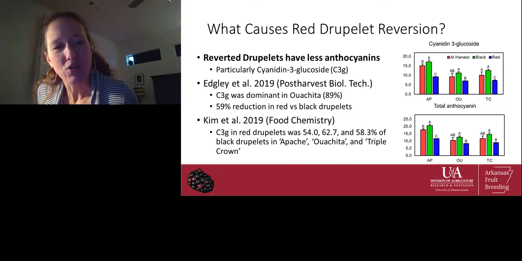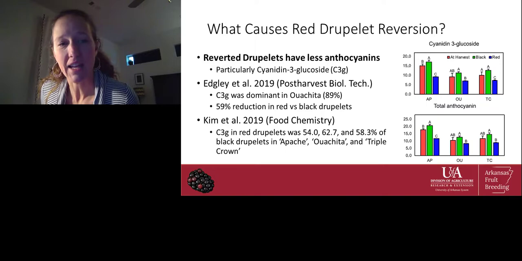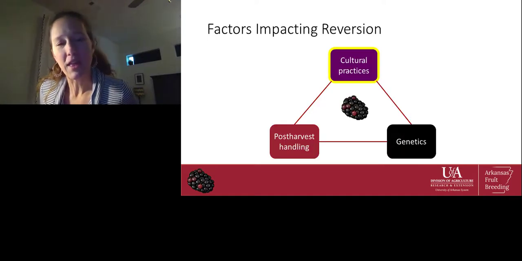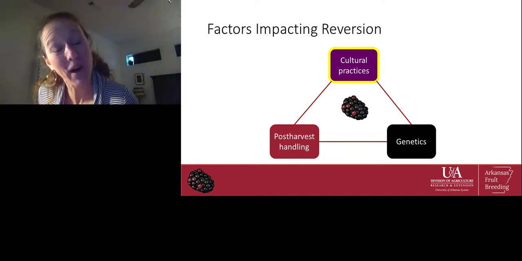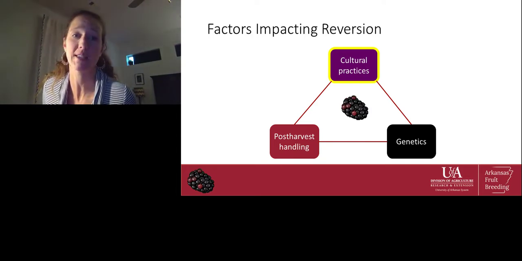Max Edgley also did some work on this with Wachita blackberries specifically, and he found a 59% reduction in cyanidin 3-glucoside in red versus black druplets. So that's a little bit the short story, or the long story, depending on your perspective, on what causes red druplet reversion. Now I'm going to talk about factors that impact how severe this disorder is.